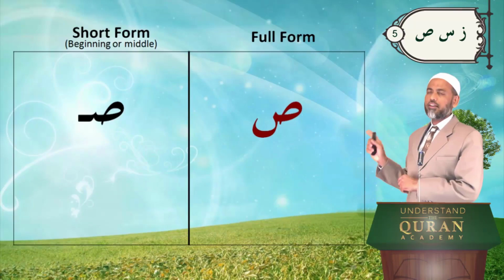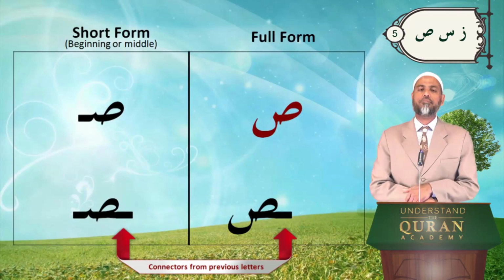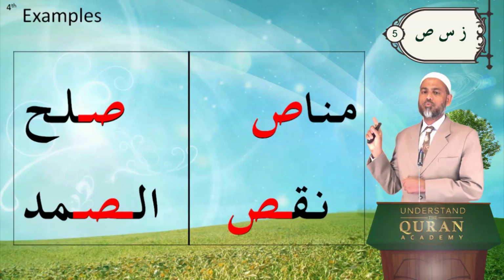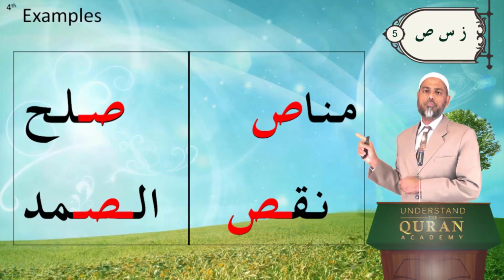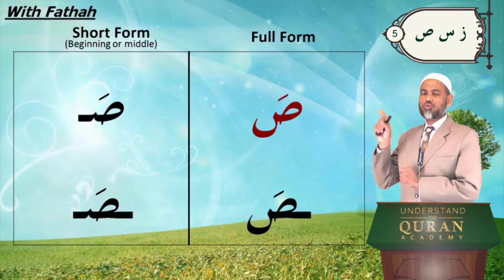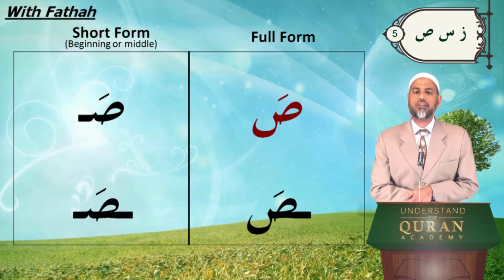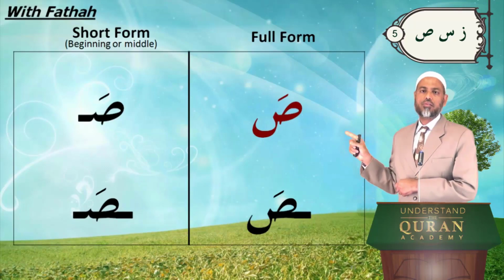And with connectors from previous letters. Connectors are always there. Here are examples of the letter Sod in different words in full form and short form with the connectors before them. Let's put the fatha stroke on top of them and practice saying it. Sa, sa, sa, sa.